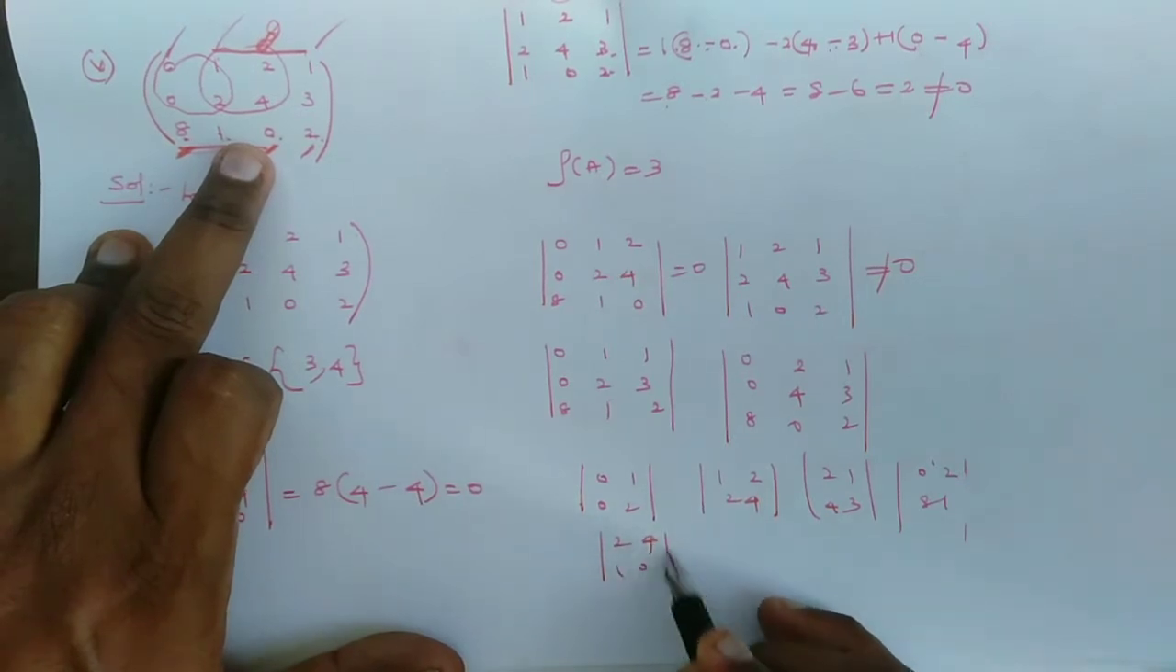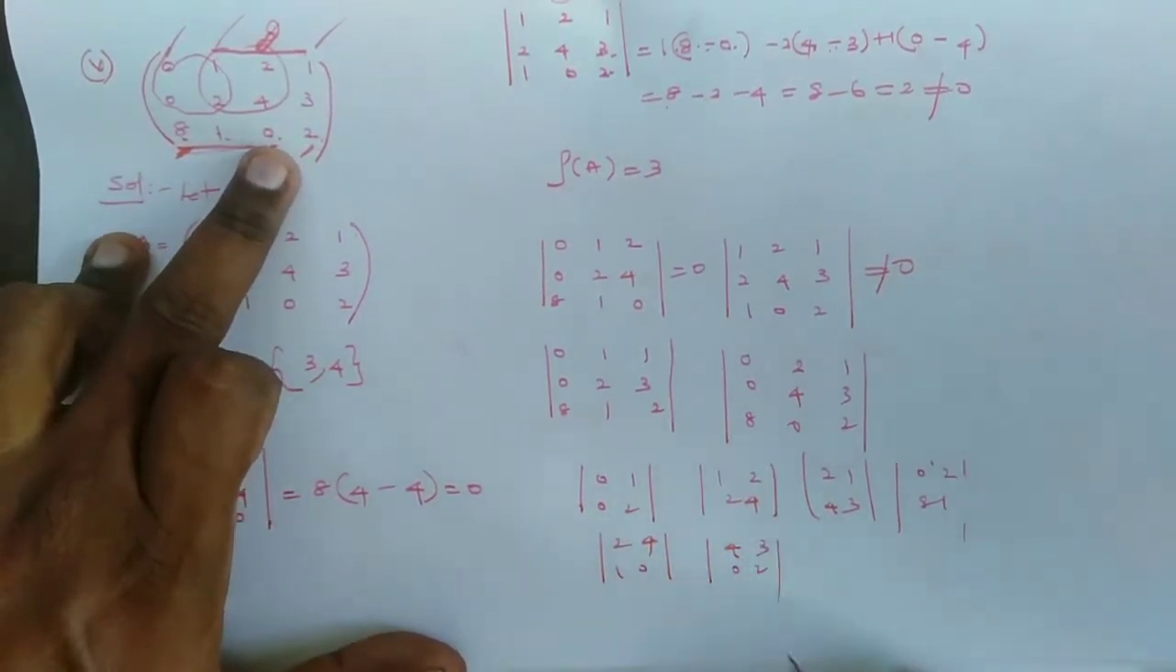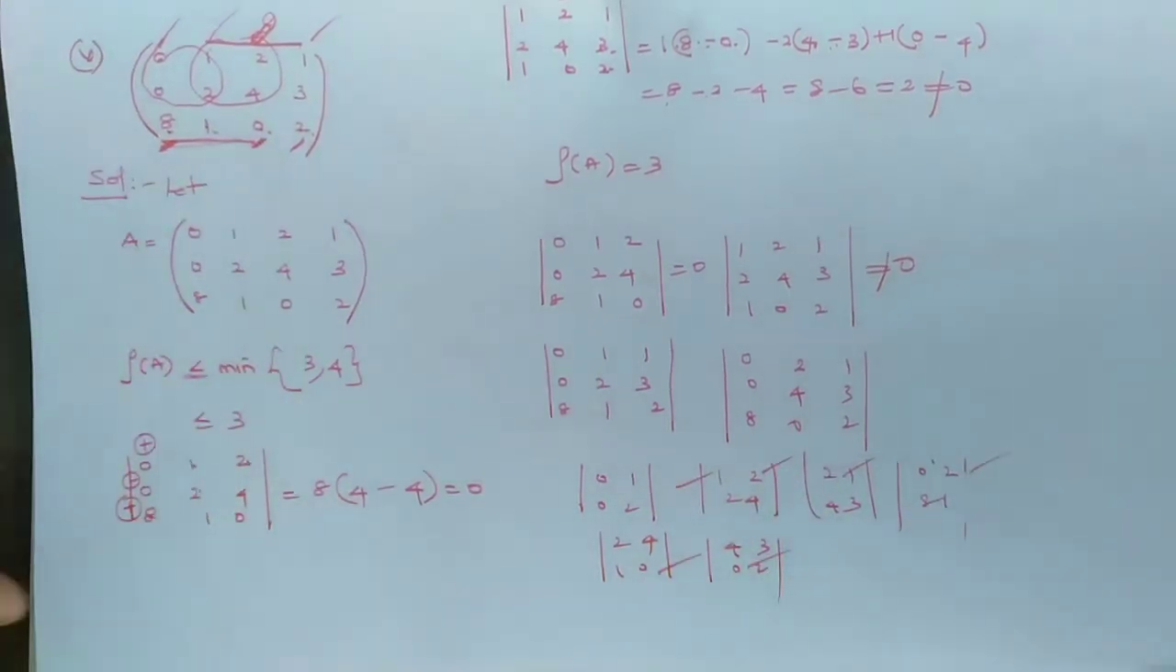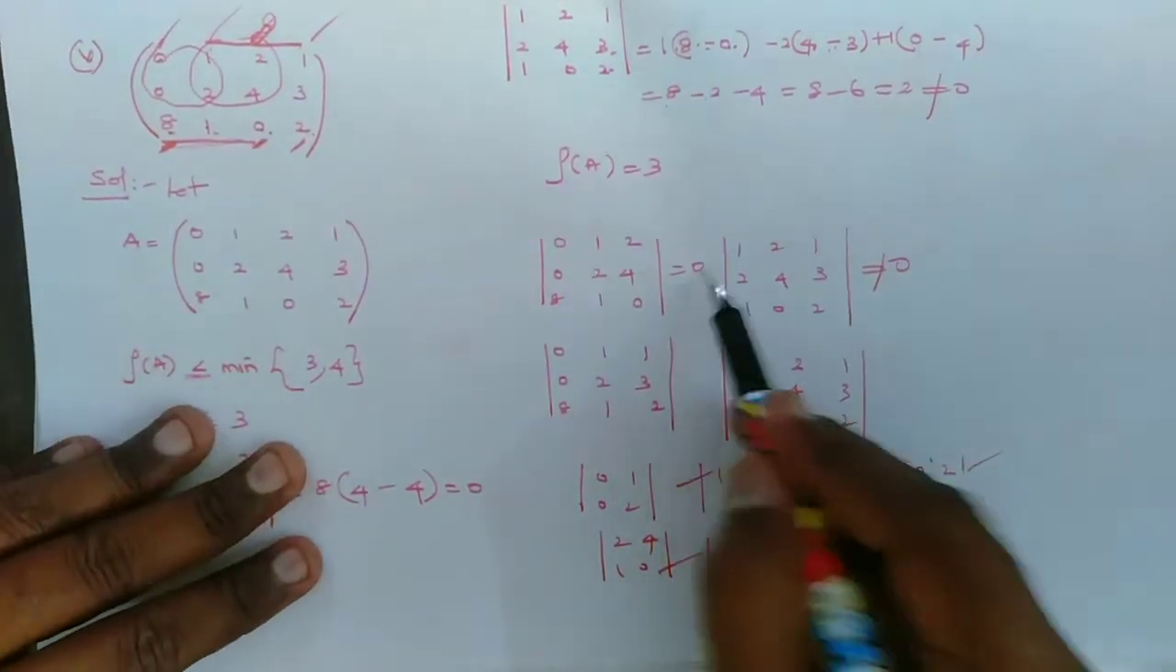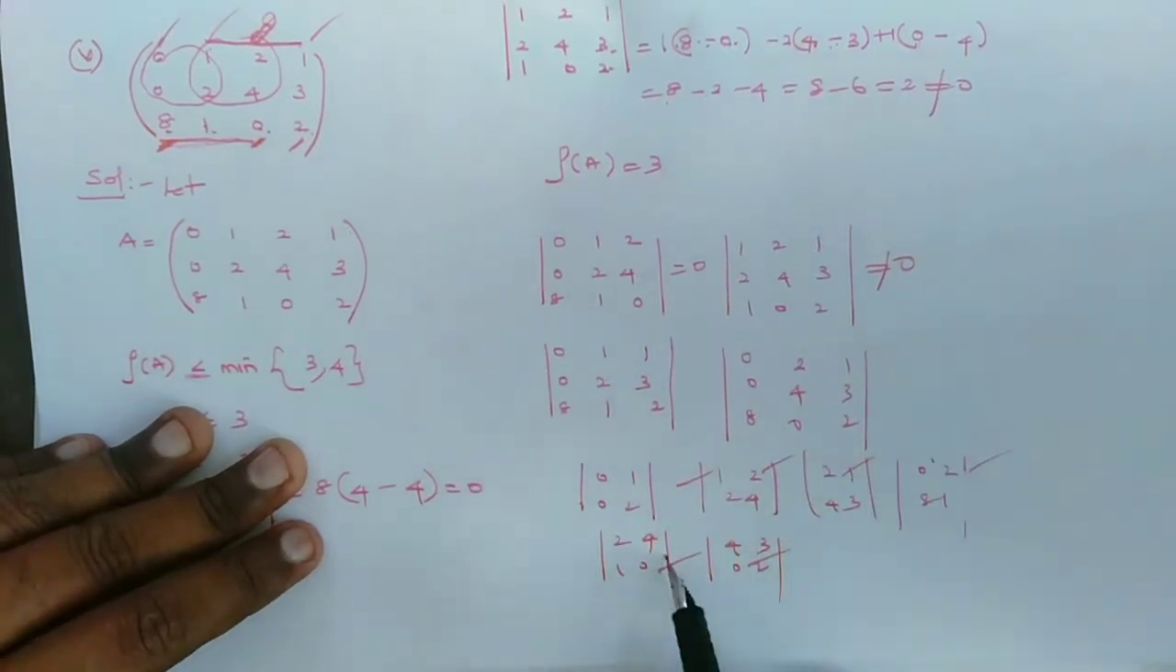2, 4, 1, 0. Next, 4, 3, 0, 2. See how much is present? 1, 2, 3, 4, 5, 6. 6 is present. Suppose this is 0, this one 0, this one 0, this one 0, this one 0.